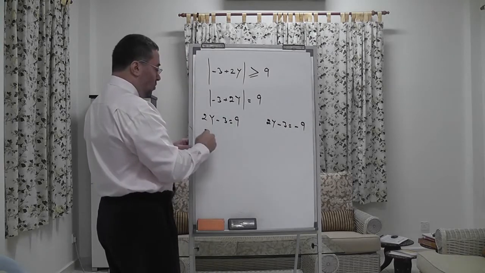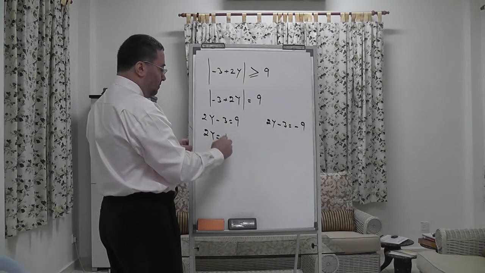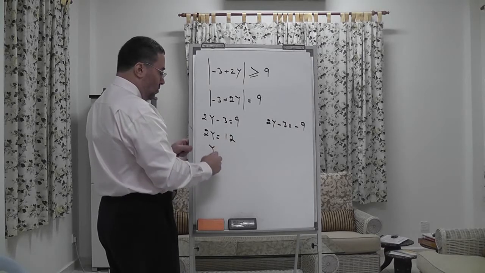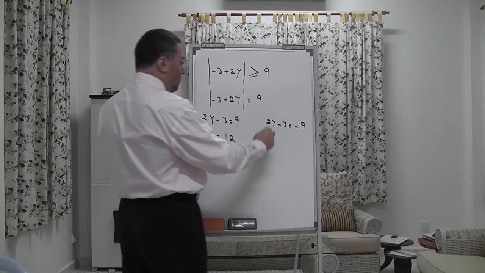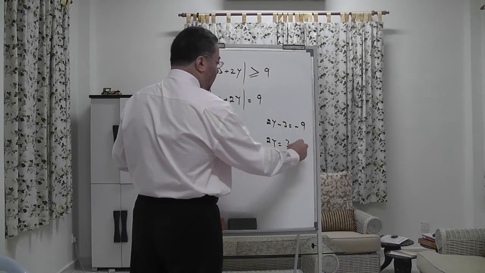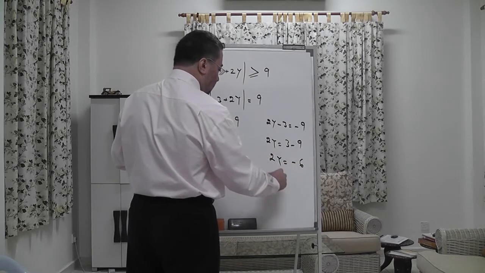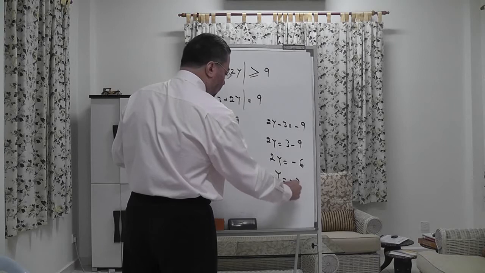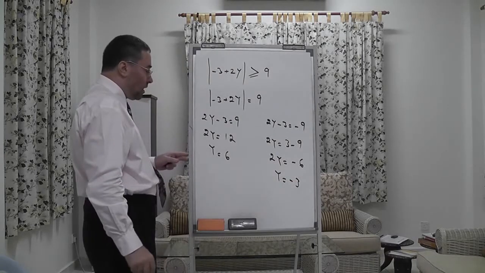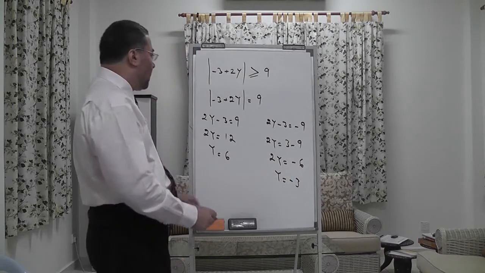We solve this, 2y equals to 9 plus 3, and that's 12, and y equals to 6. We solve this one, 2y equals to 3 minus 9, and 2y equals to minus 6, and y equals to minus 3. Divide everything by 2. So here we have two roots, minus 3 and 6.